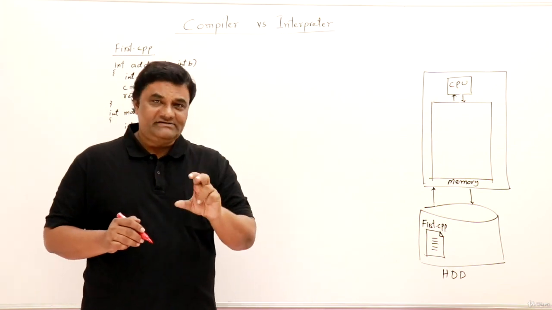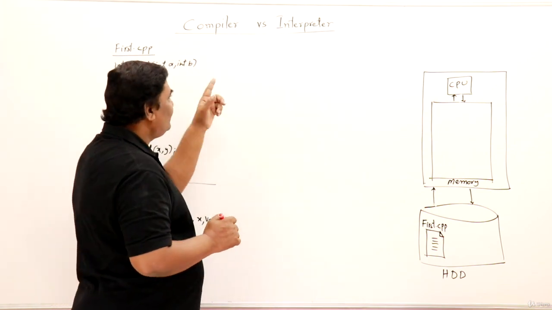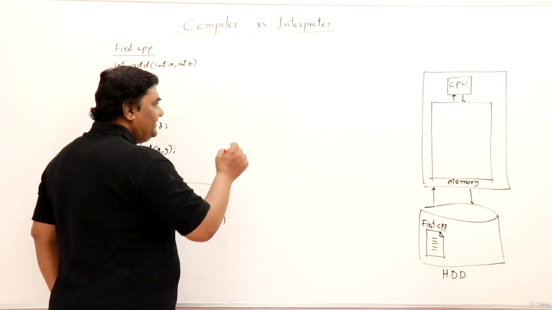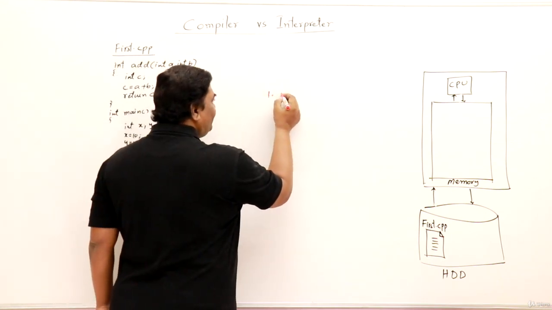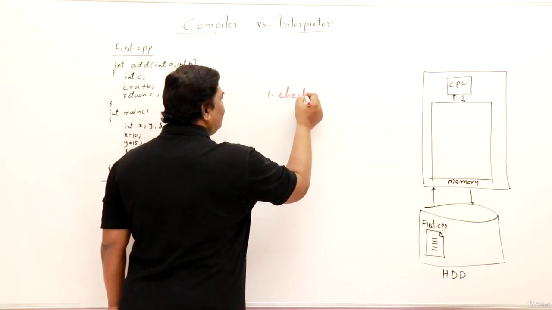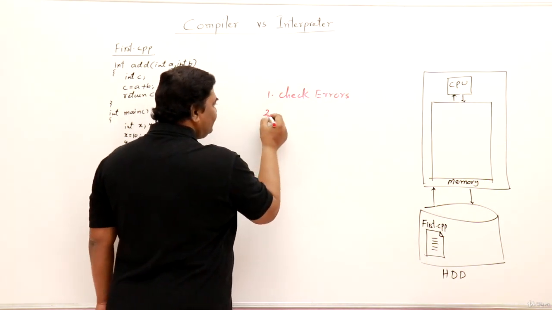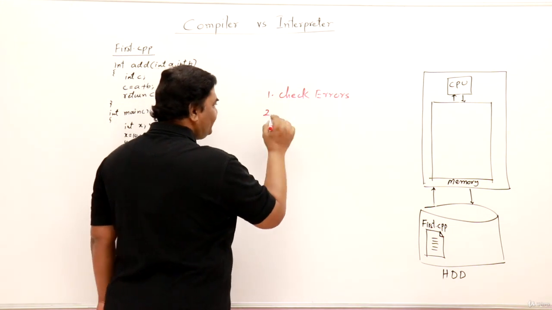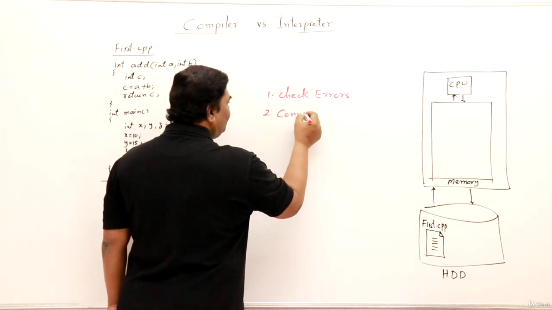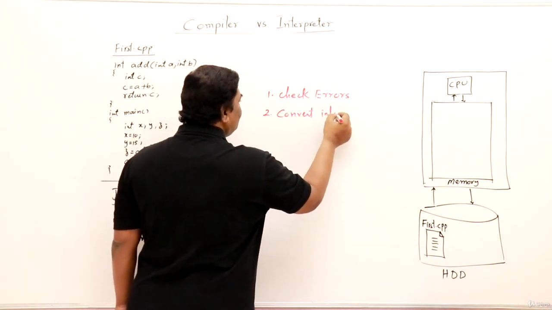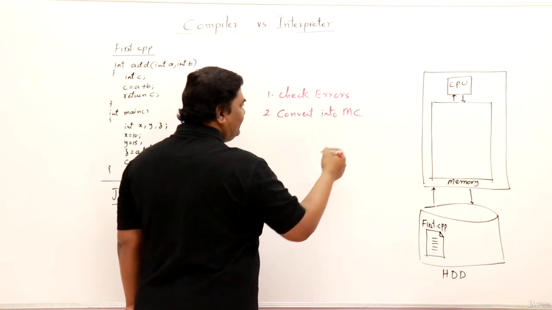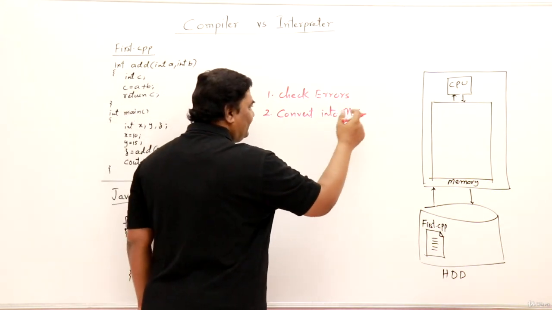What are the major tasks? Let us see. The task of a compiler or interpreter, whatever it may be: first, it will check for errors. Then the second thing is to convert into machine code. I will write MC as machine code or machine code language.